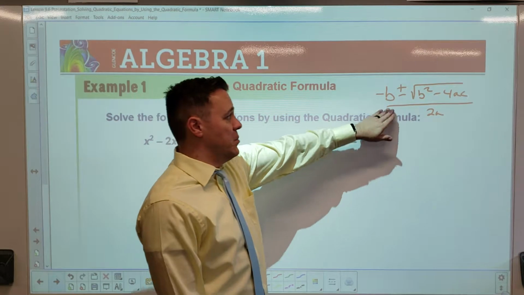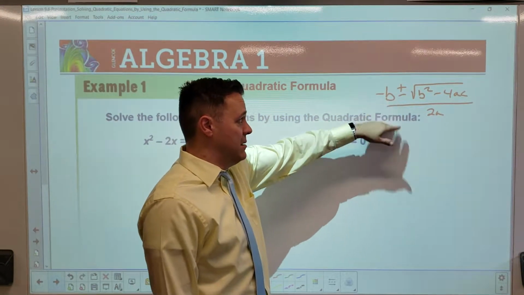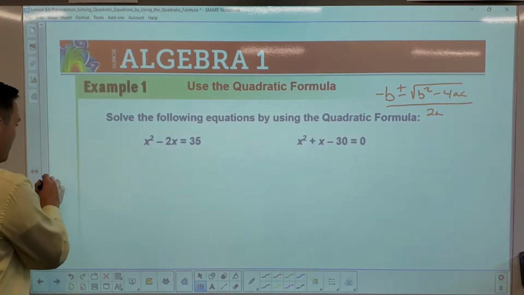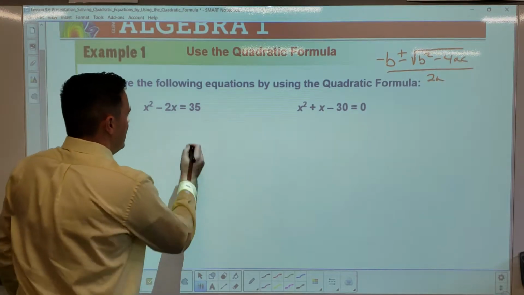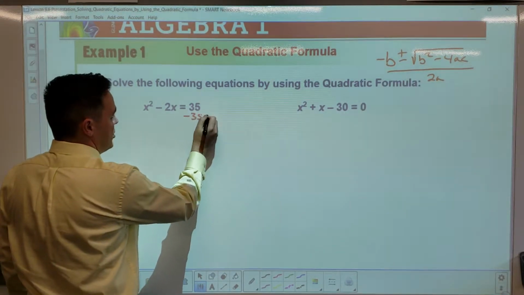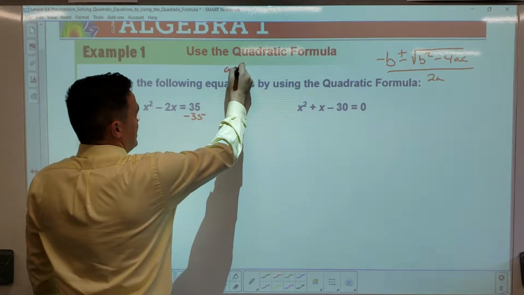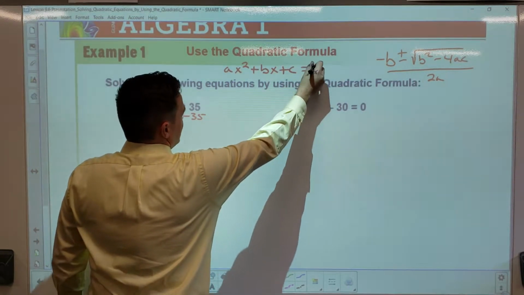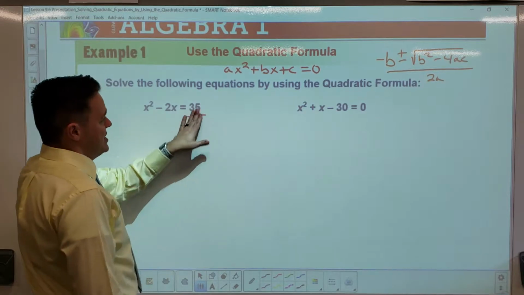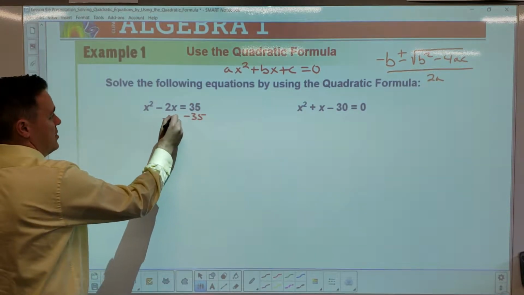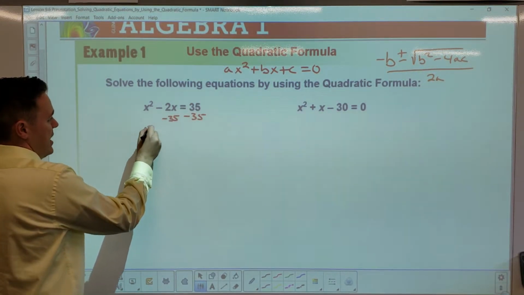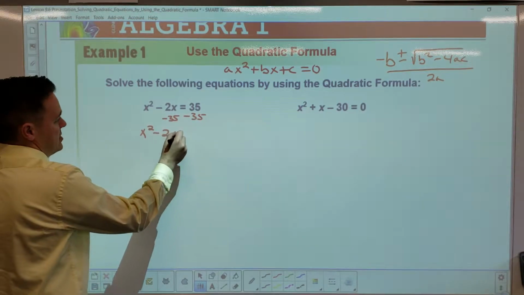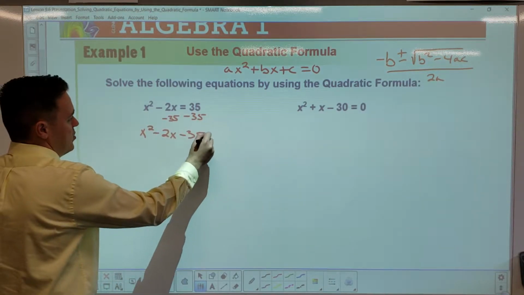So I put up here on my board the negative b plus or minus. So please understand that. So let's move along here. First thing you got to do is set this up as ax squared plus bx plus c equals 0. That's our main goal. This doesn't have it, so you got to subtract 35 from both sides. x squared minus 2x minus 35 equals 0.